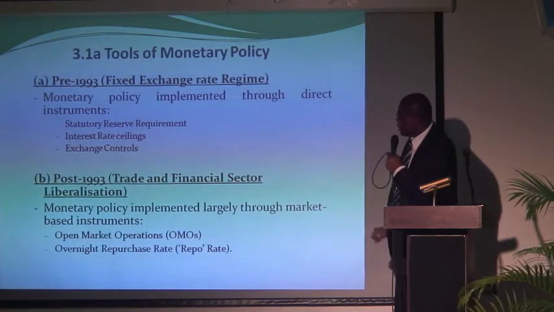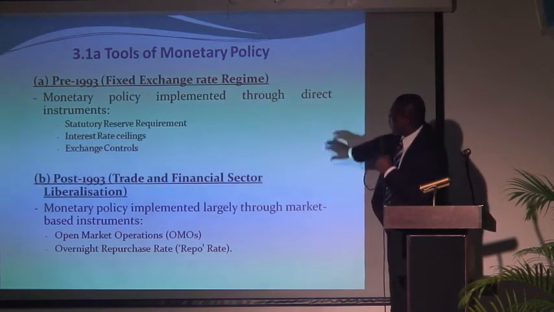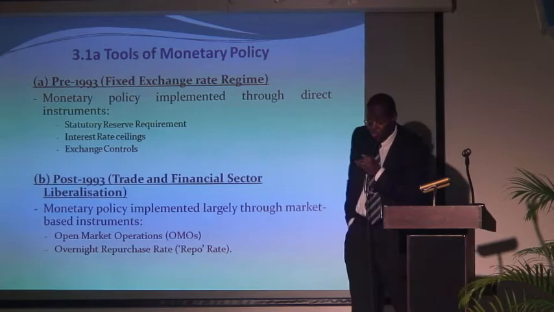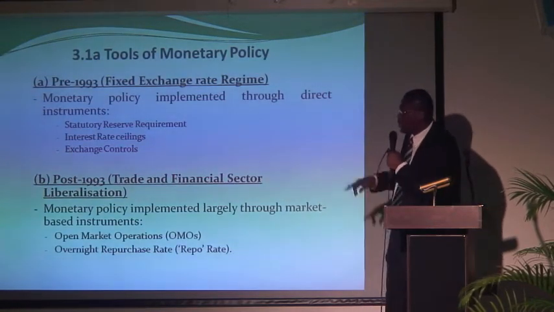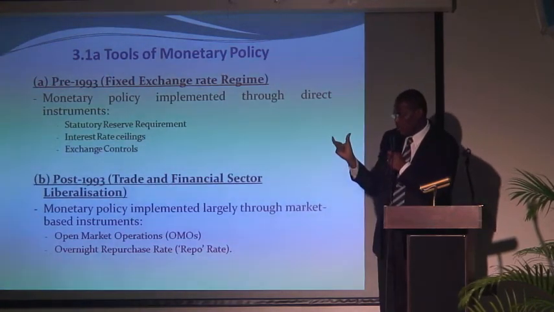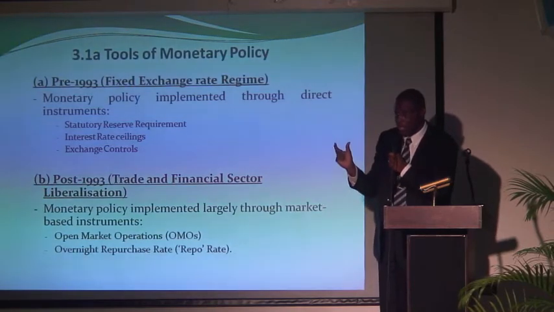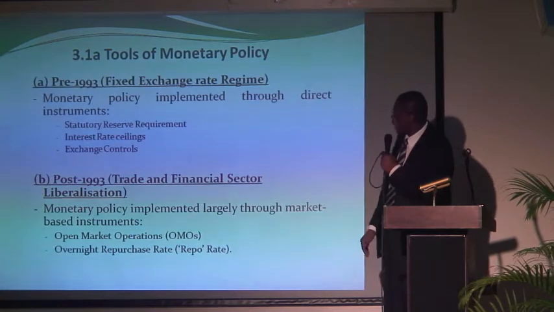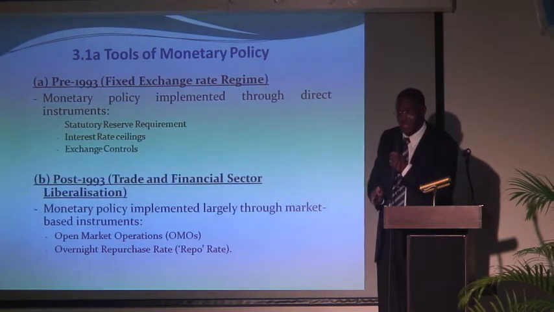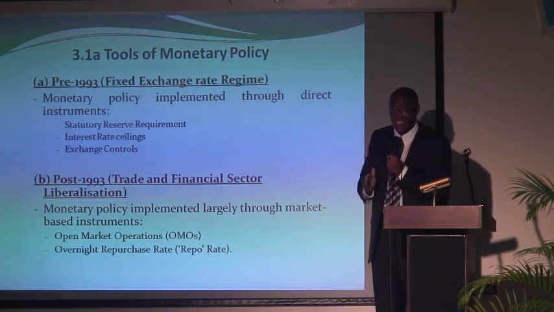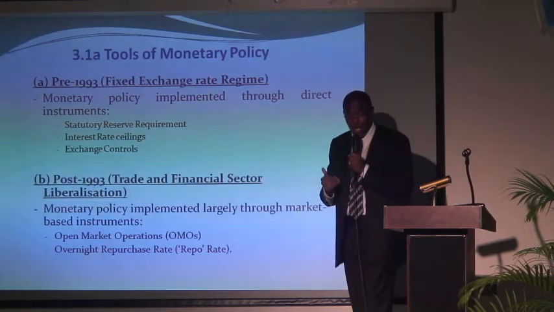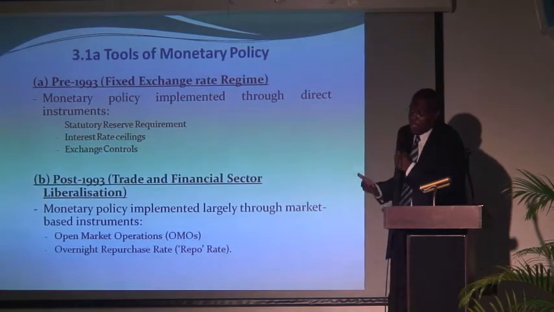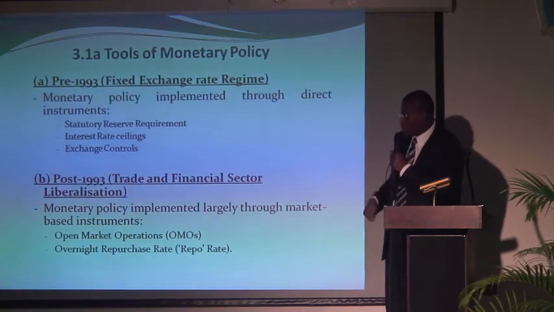I will talk about this very, very quickly. Before 1993, we had a fixed exchange rate system. That is, we were pegged in a fixed parity to the US dollar. Since 93, we have opened up the foreign exchange market, and our exchange rate can move. Very importantly, it can move, right? It can go up or it can go down. It can, in economic jargon, appreciate or depreciate.